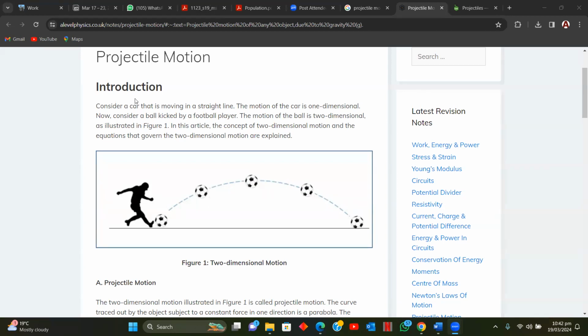So let's see, consider a car that is moving in a straight line. The motion of the car is one dimensional. Okay. If this football is, for example, kicked, now this football follows a curved path, which is known as a parabola. Whenever a parabola is formed, it means that there are two vectors. One of the vectors is of horizontal velocity, and the other vector is of vertical velocity. इसी वजह से if you draw a resultant vector, it goes in this direction. And this resultant vector sort of represents the final movement or the final direction of this football, right?